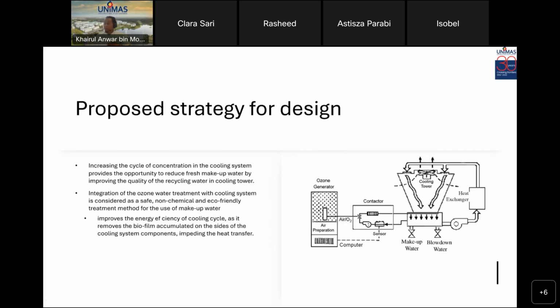Okay. Proposed strategy for design. This is incorporating ozone in water treatment for cooling system. The first proposed strategy is to increase the cycle to reduce the fresh makeup water. Then that water needs to be treated using ozone.